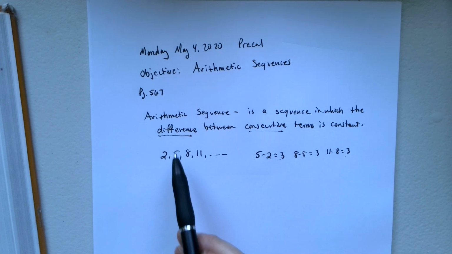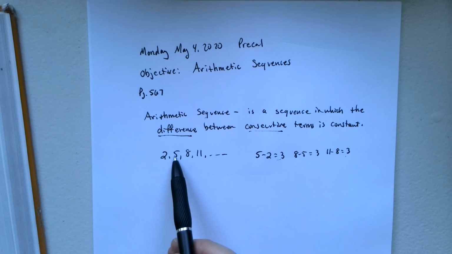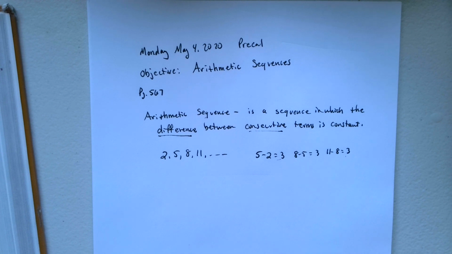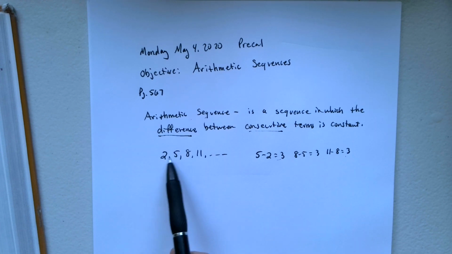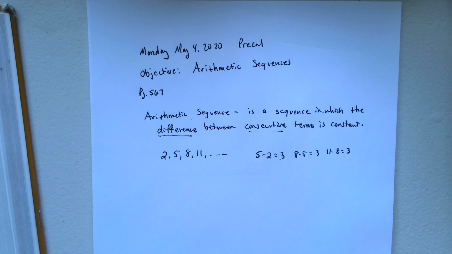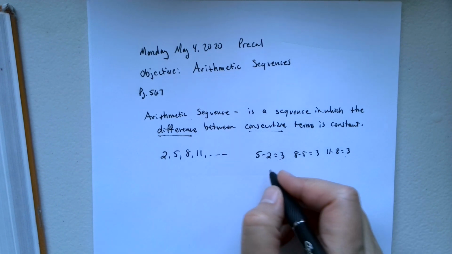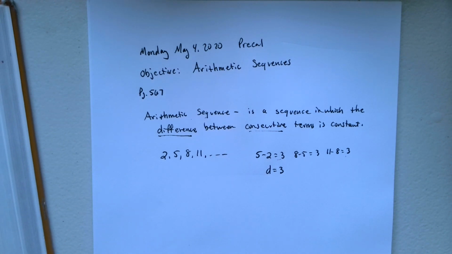Another way to look at it, it is when you have a number that's being added each time to get the next consecutive term. Think about arithmetic, adding. 2 plus 3 is 5, 5 plus 3 is 8, 8 plus 3 is 11. So it's really when you're adding something to get to the next term. Now this common difference is labeled D. So let's go ahead and turn to page 573 and look at some of the problems.